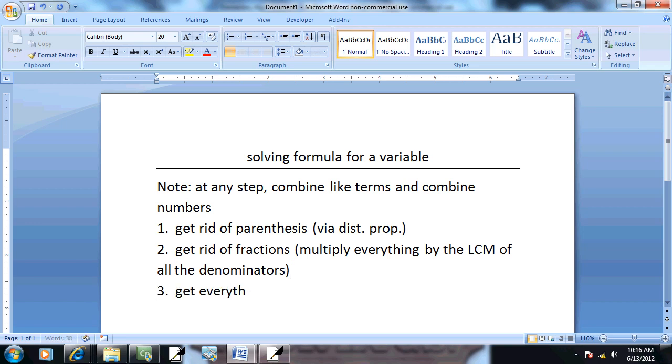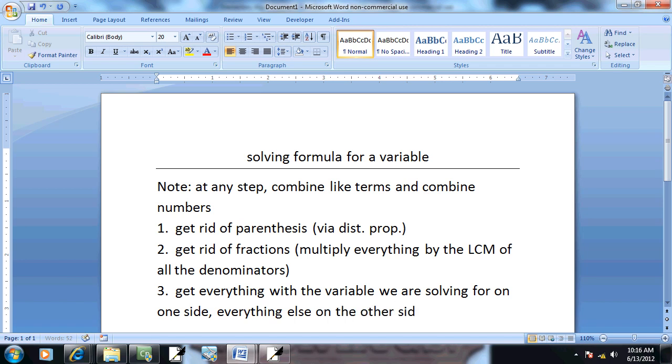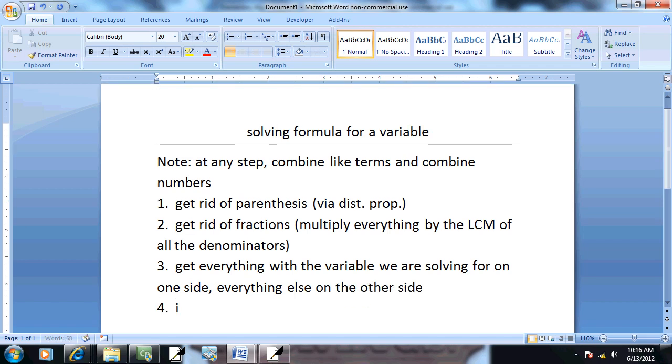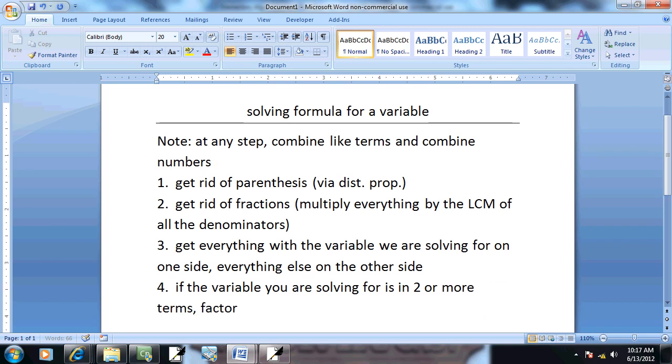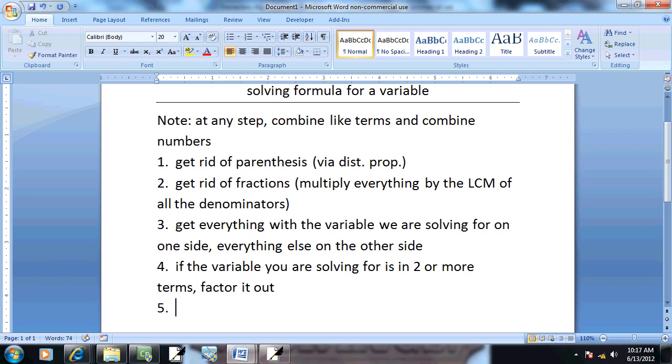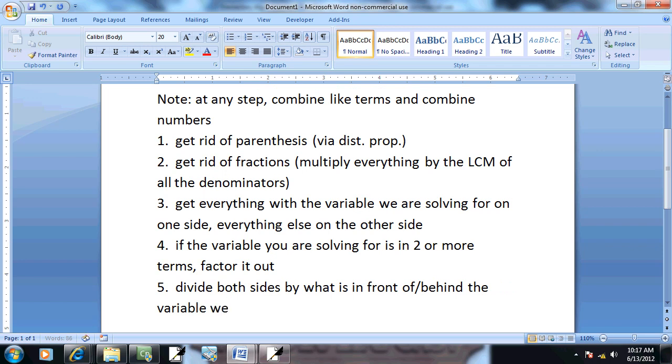Step 3, get everything with the variable we are solving for on one side, everything else on the other side. Step 4, if the variable you are solving for is in 2 or more terms, factor it out. And step 5, divide both sides by what is in front of or behind the variable we are solving for.